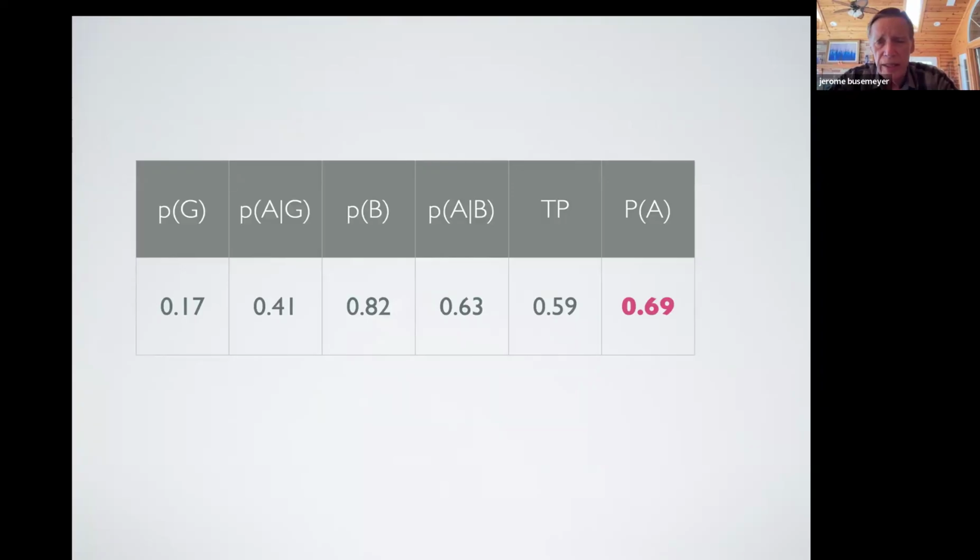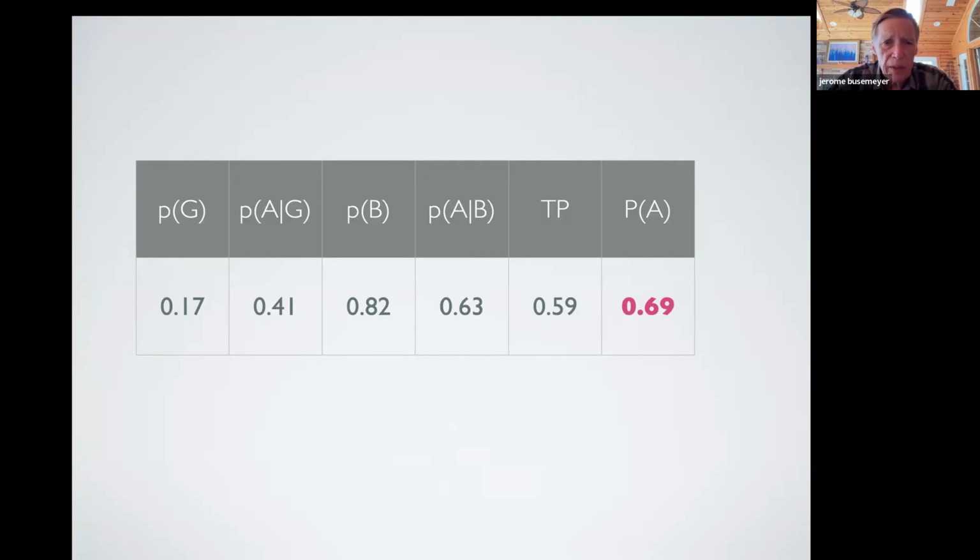But here are the results that we get. This is one of the experiments, and we've replicated this several times. This is just one of the conditions. In this condition, it was a bad guy face, a narrow face. The probability they said it was good was only 0.17, and the probability they would attack, given they said it was good, was 0.41. The probability they said it was bad was 0.82, and the probability they would attack, given they said it was bad, was 0.63.